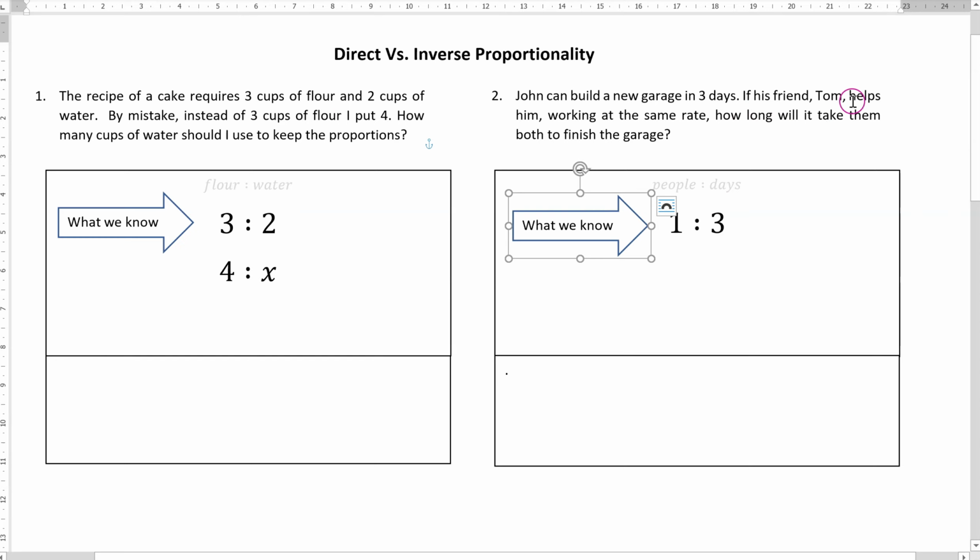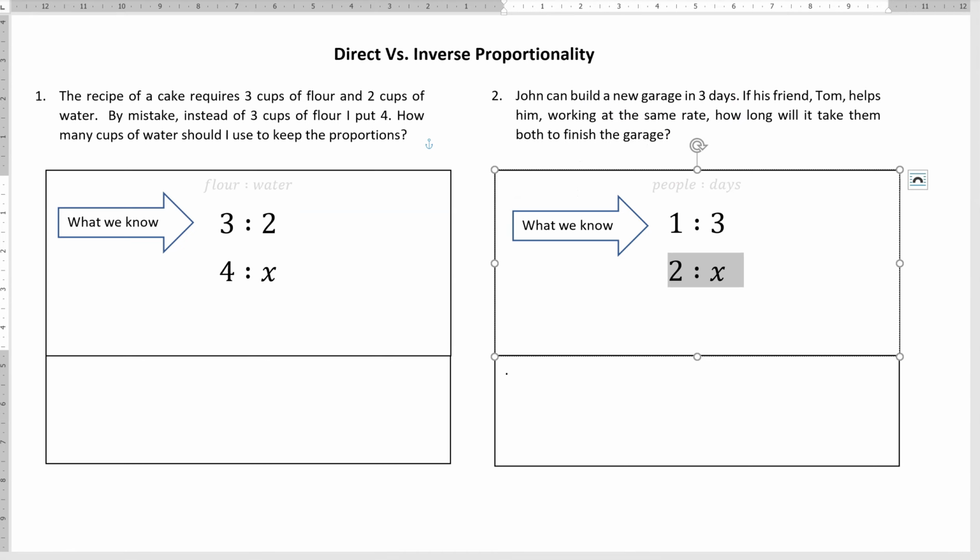If his friend Tom helps him, they're going to be 2 people, right? Working at the same rate. How long will it take them both to finish the garage? So 2 people. How long, how many days will it take them to finish the garage? What do you think? Here there are 2 people, meaning more than one, so more than it was before. Do you think they're going to need more or less days here to finish the garage?